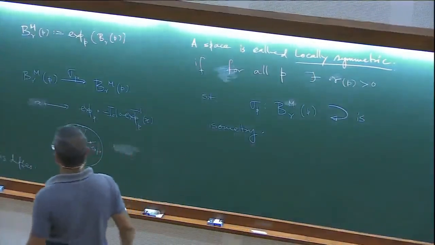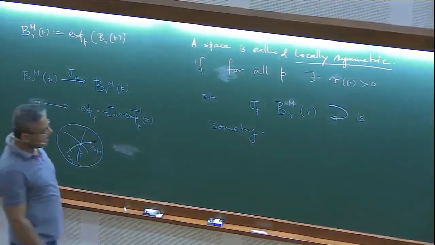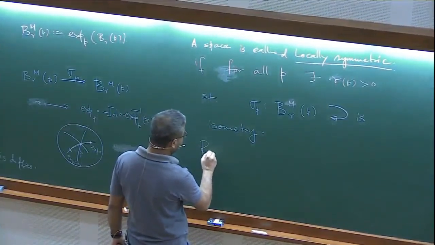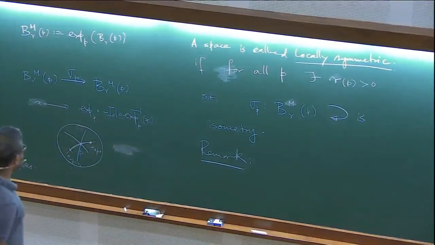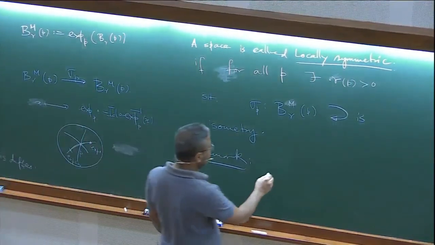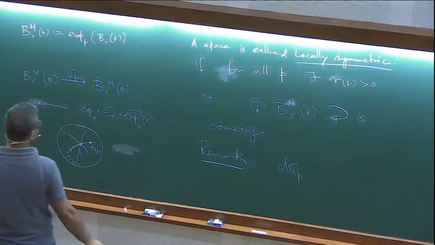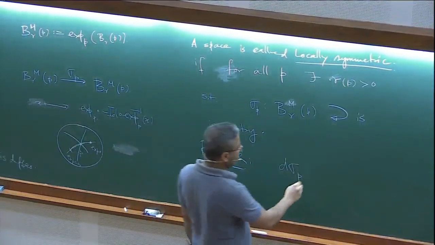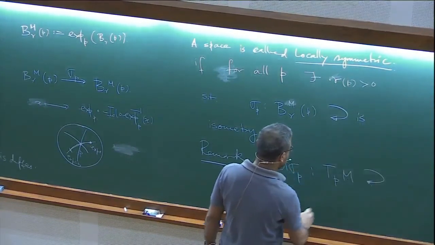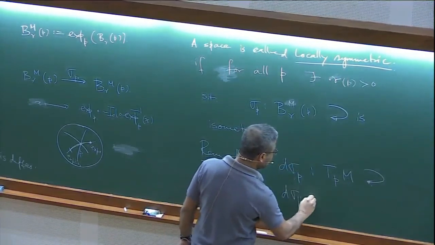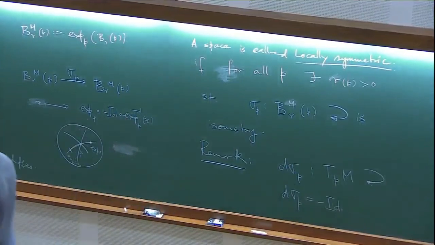Okay. So one thing one should keep in mind is that if you want to take a derivative of this map, it fixes P. So the derivative gives me a map d sigma_p, which here is minus identity. This just follows from the way I defined it.